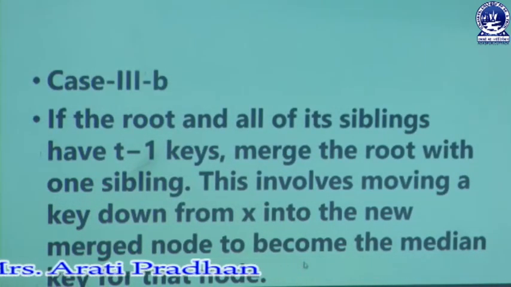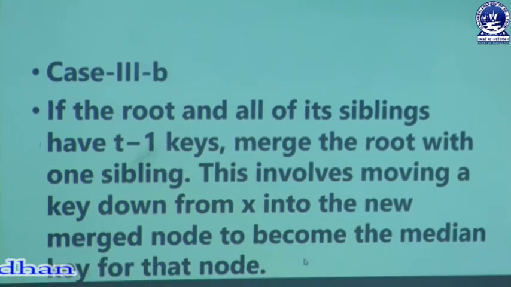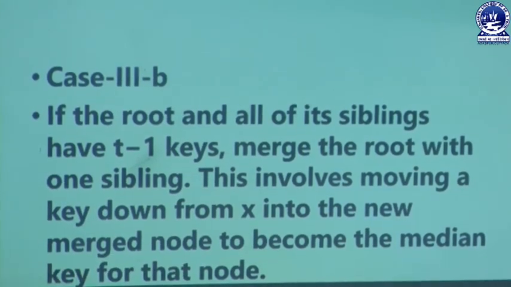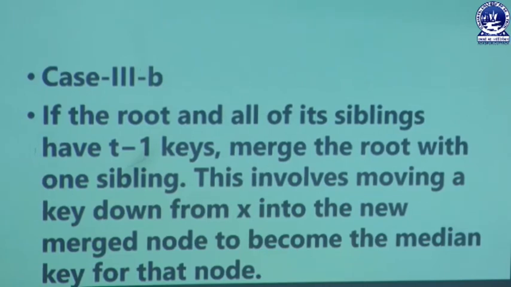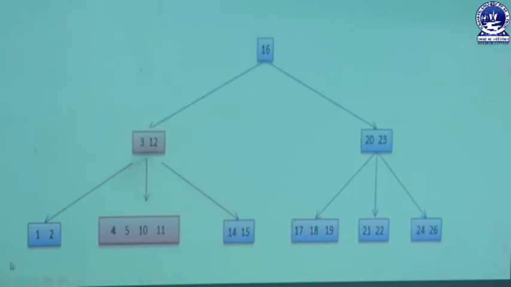Now we will discuss the second case, or the second scenario, which may occur at the time of deletion. If the root and all of its siblings have t minus 1 keys, merge the root with one sibling. This involves moving a key down from x into the new merged node to become the median key for that node. Here I have used another example to explain this one.